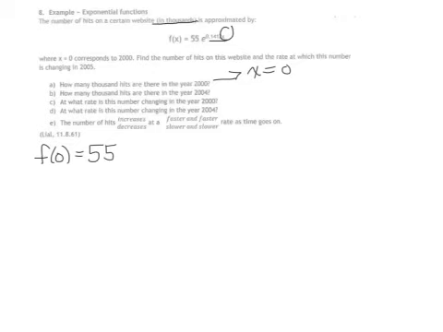So the next question, B, says how many thousand hits are there in the year 2004? So when x is 0 for 2000, x must be 4 for 2004. So we're going to substitute 4 into this equation, and we're going to find that the answer is 96.75 thousand hits in the year 2004.